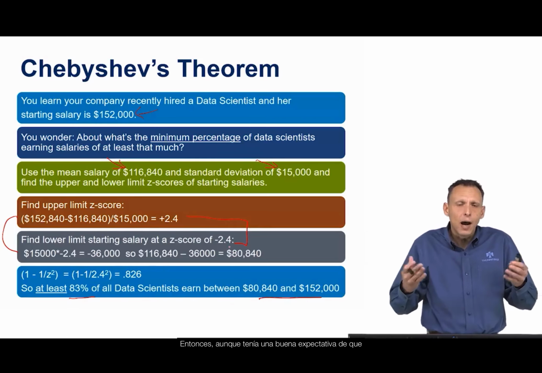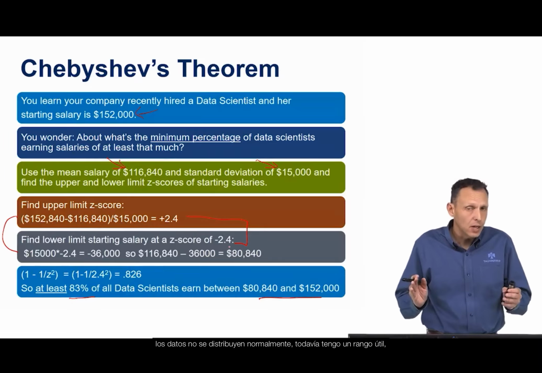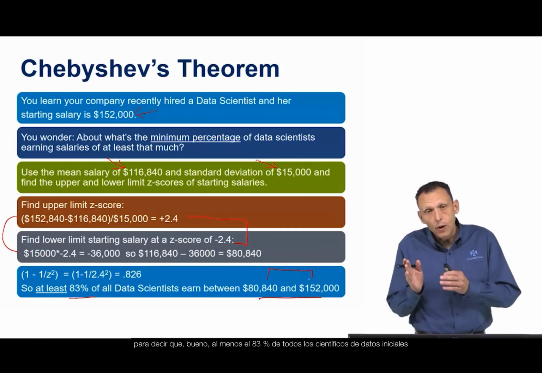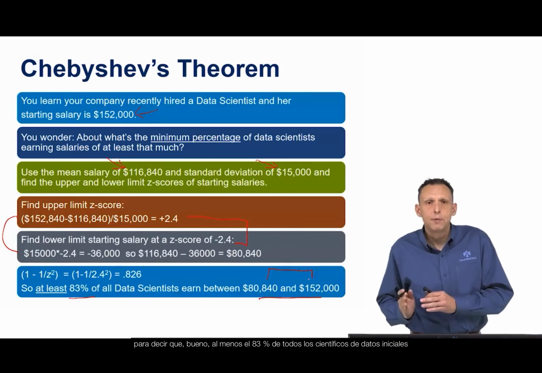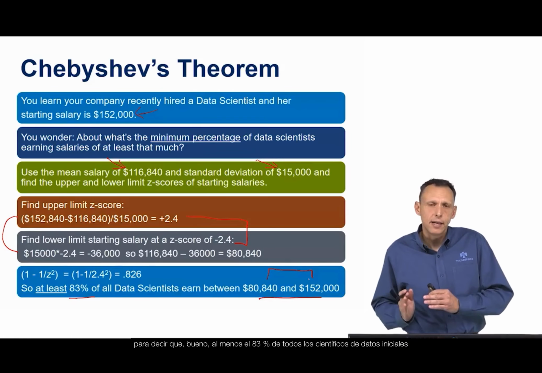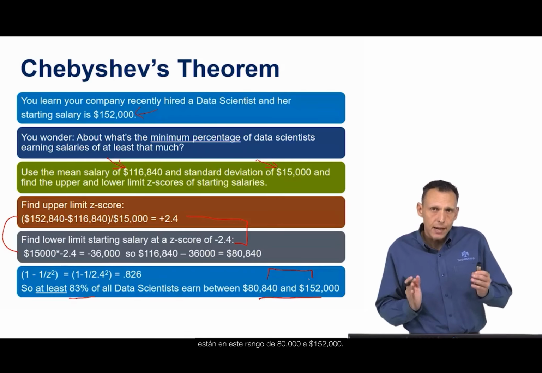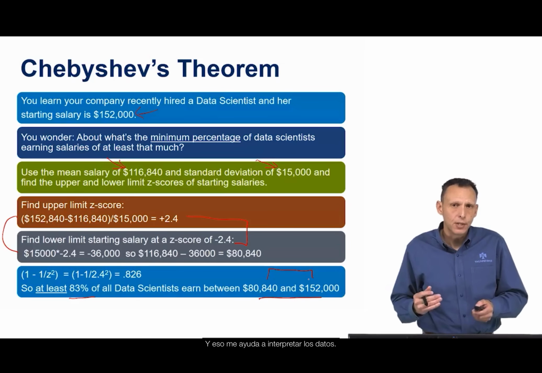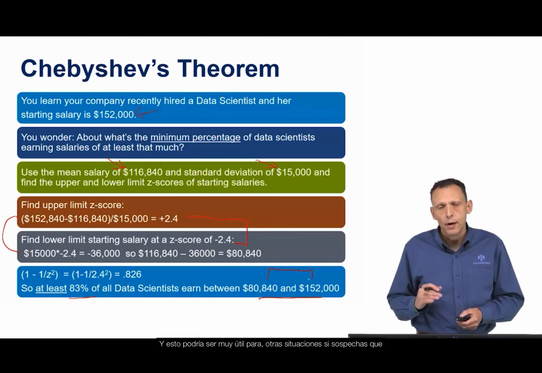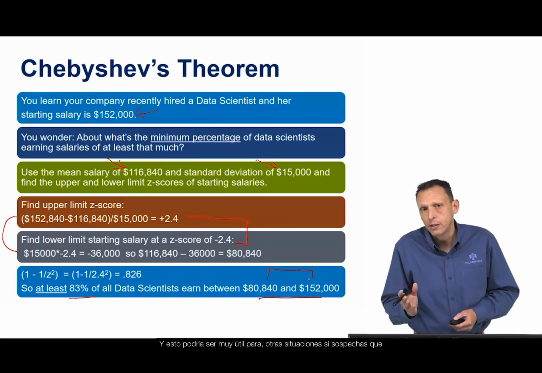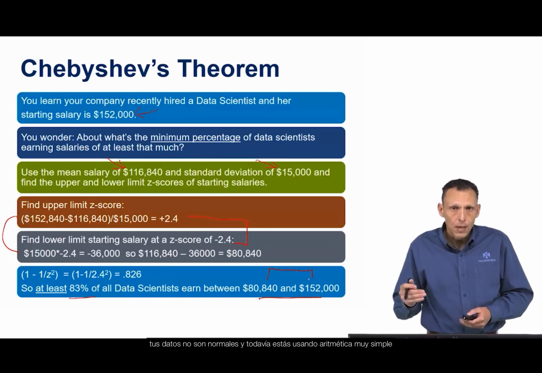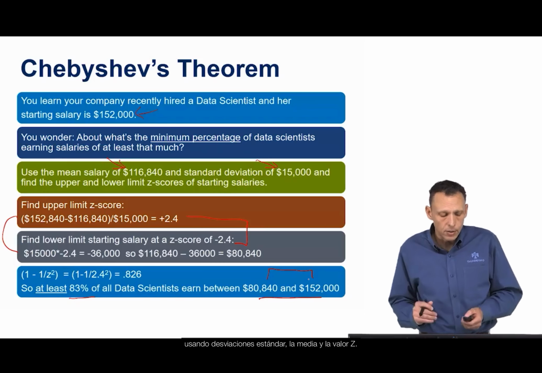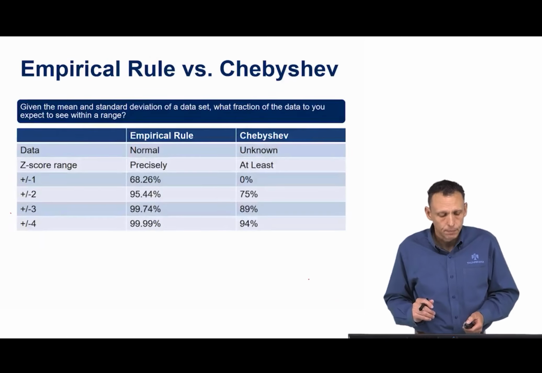So even though I had a good expectation that the data is not normally distributed, I still have a useful range to say that at least 83% of all the starting data scientists are in this range of $80,000 to $152,000. And so that helps me interpret the data. This can be very useful for other situations if you suspect that your data is non-normal, and you're still using very simple arithmetic using standard deviations, the mean and the z-score.